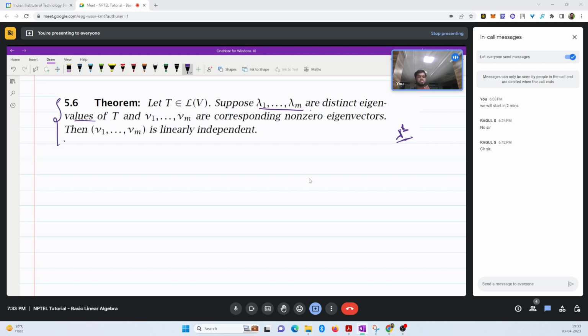So what does this say? This says that if you have distinct eigenvalues, let's say lambda 1, lambda 2, ..., lambda m, and you have eigenvectors corresponding to them, that is v1, v2, ..., vm, then this set of eigenvectors is always linearly independent. We need to show this.